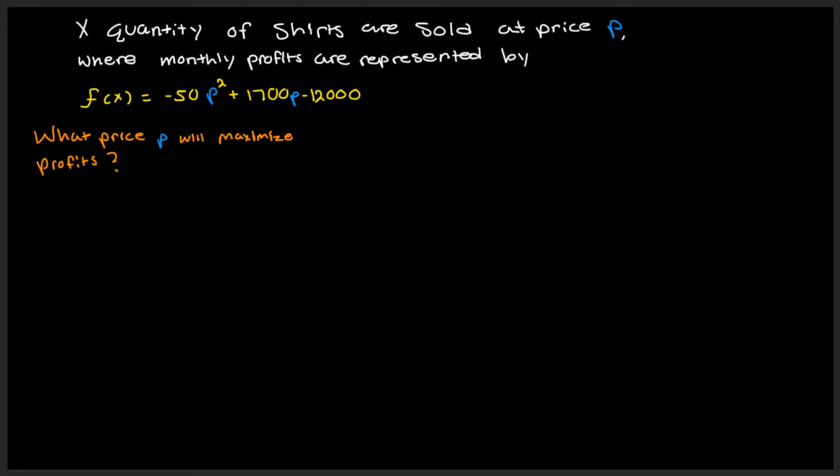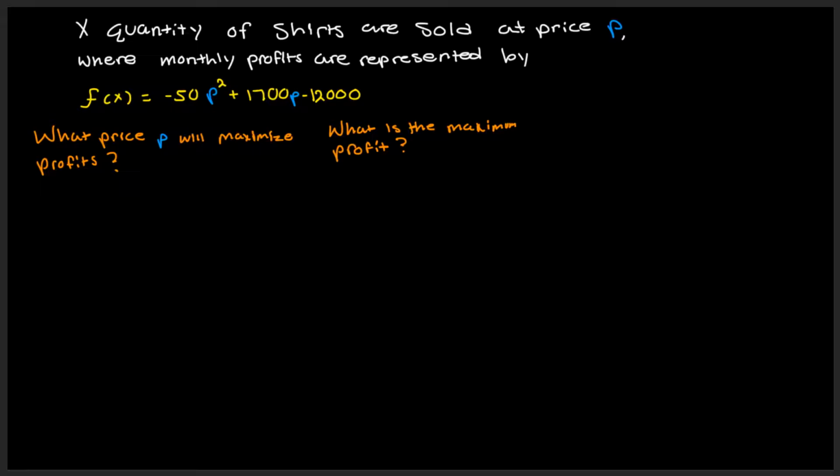And another question you may be asked is, well, what would that maximum profit be if you were to put that p in that would maximize the value of the function? So what is the maximum profit? So what is the biggest number that we can get out of this function by putting any variable in? And then the first question would be, well, what is that variable?